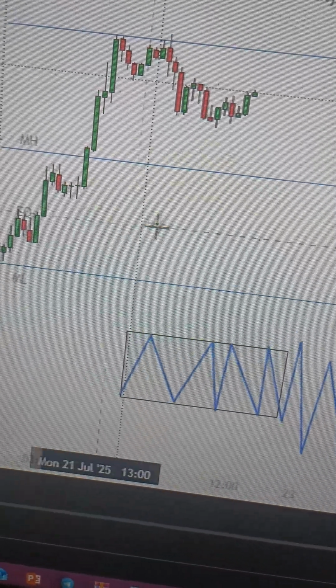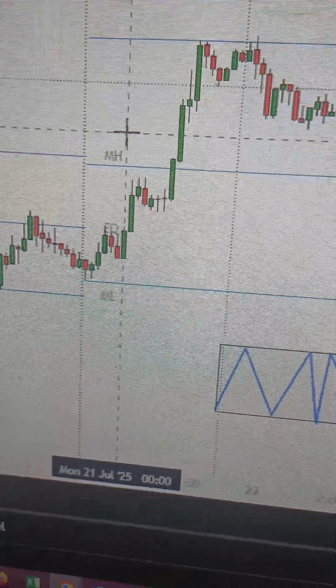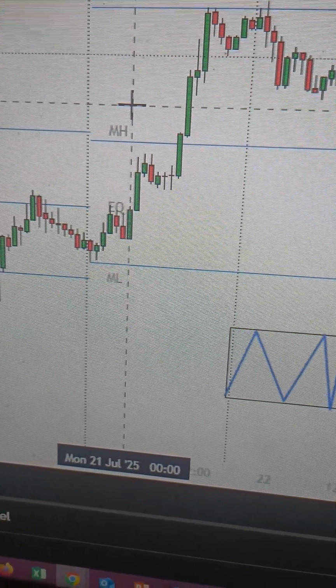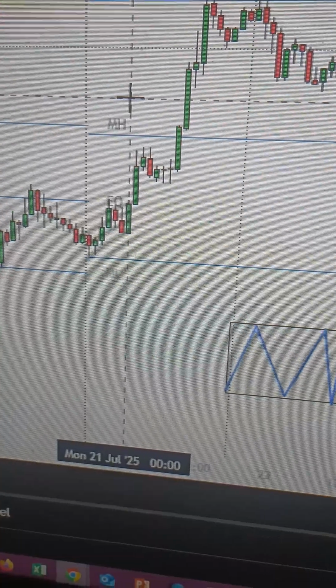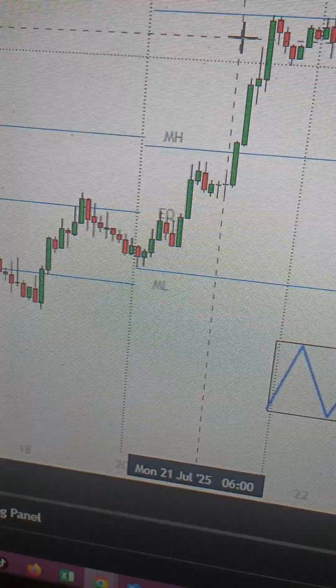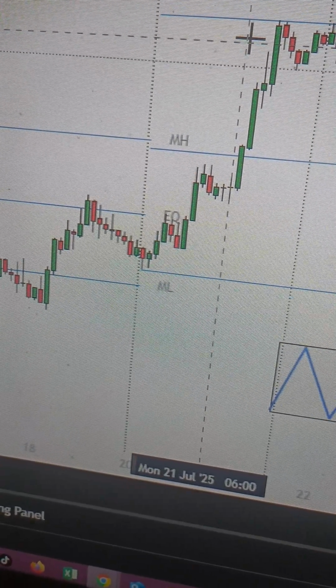So we have Monday here. First, I want to give a disclaimer. This is not financial advice. Please do your research, backtest and see. Today is Monday, 21st July 2025.